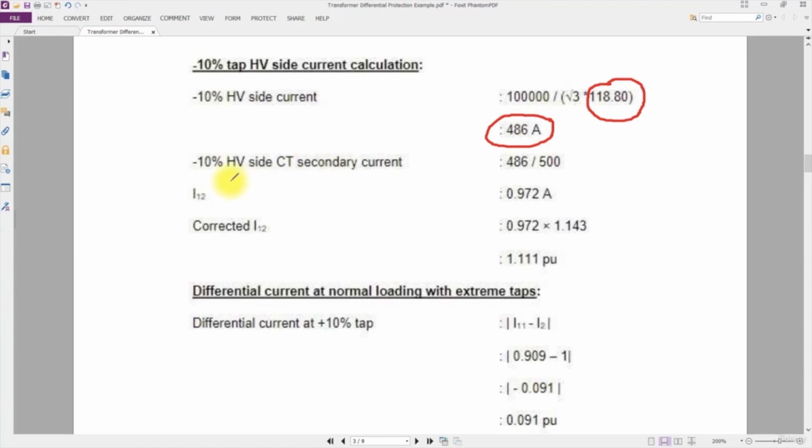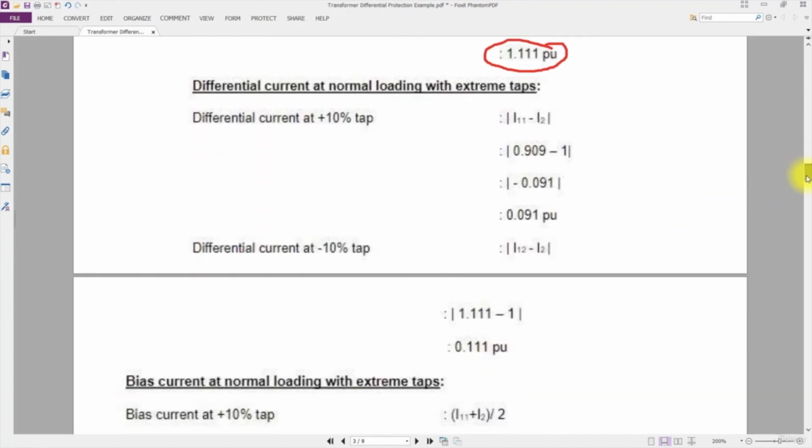So now you have to divide it by the CT ratio. You will get 0.972 amps. This is the secondary current at the HV side at minus 10% of the tap. So you need to again multiply with the correction factor 1.143. So this is the reading that the relay will get, and you can see here almost 11.1% is the error in this setting available.